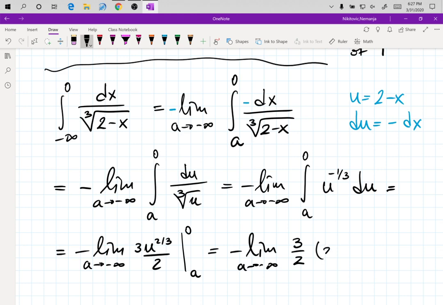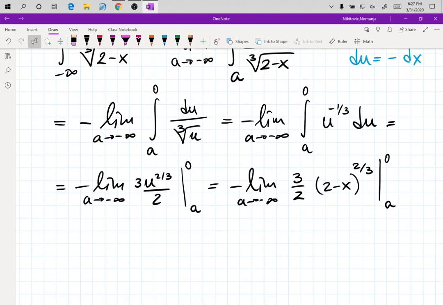u is 2 minus x, right? 2 minus x raised to the 2/3 from a to 0. Now the 3/2, right, is a constant. We can kick that outside. So now we have negative 3/2.